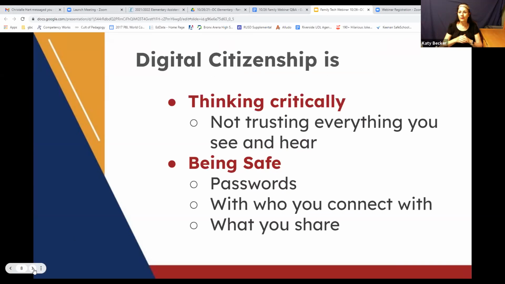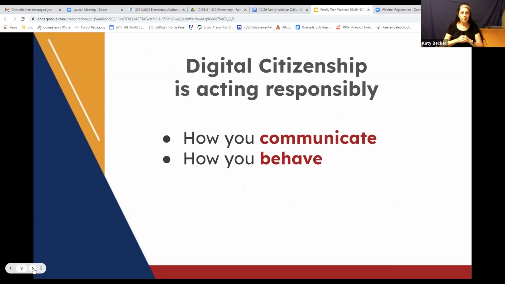Digital citizenship is also thinking critically. We all know that we see things on the internet and we can't always believe what we see and we hear. So it's teaching our kids how to think critically to help them determine which is accurate information and which isn't. We also talk about keeping them safe and being safe, not sharing information, not sharing passwords, and really trying to get to know who it is that you're engaging with when you are online to make sure that our students are safe. Digital citizenship is also about acting responsibly. This is very important in how we communicate and how we behave online.